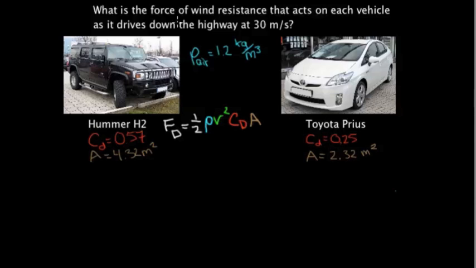Okay, so we're interested in the force of wind resistance that acts on each vehicle as it drives down the highway at 30 meters per second. So here our V is equal to 30 meters per second. Okay, so let's do the Hummer first, and then we'll figure out the Toyota Prius. So we're going to start with the Hummer.